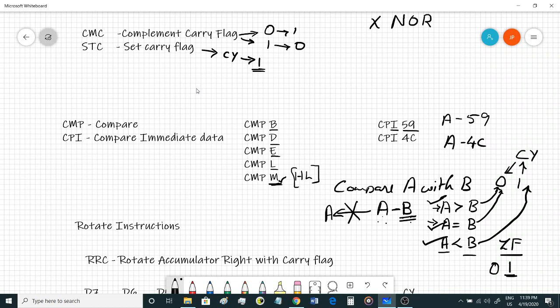The result will never be stored in this case. In any of these compare instructions, the result will never be stored. Instead, only the flags will be updated. So by checking the flags, you can get the result. But in subtraction instructions, the result will always be stored in the accumulator itself. For compare instructions, the results are never stored. That is the only difference between the subtract instruction and the compare instruction. Only the status of the result will be stored. So I hope that is clear.